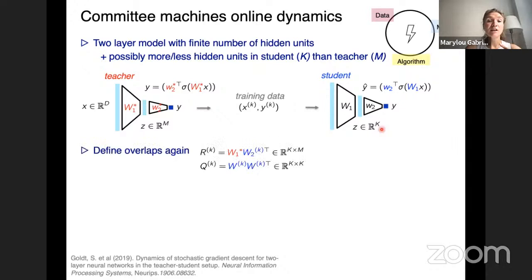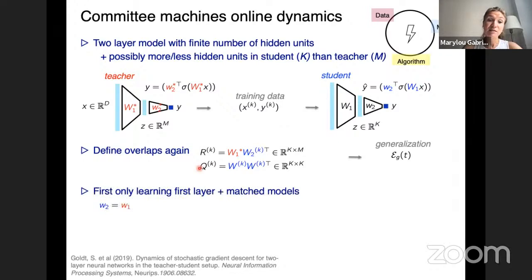And again, the analysis of learning is going to require defining the overlaps. And this time, if we start by only learning the first layer in the student, the overlaps will look like matrices. So the overlap between the teacher and the student is going to be a matrix of size K times N, the size of the student times the size of the teacher. And the self-overlap matrix is going to be K times K, looking at the overlaps of the K different weight vectors in the student. And again, we are going to be able to compute the generalization error when we know the value and the evolution of those R and Q. So there will be a set of ODEs as well that I didn't even write. And then we can look at what we get out of this type of analysis.